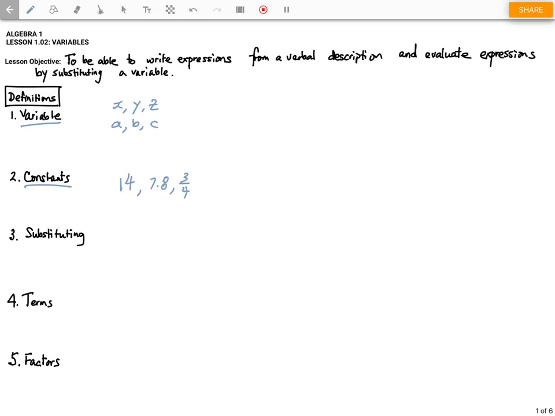Another term that you need to know for this lesson is called substituting. To substitute means to replace a variable with a constant. Constants can be any number such as a 3, say 158, 1001, etc.